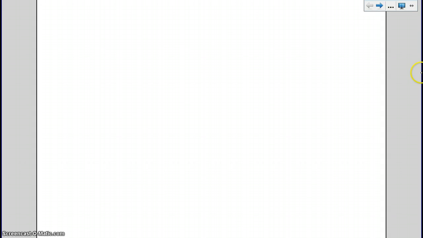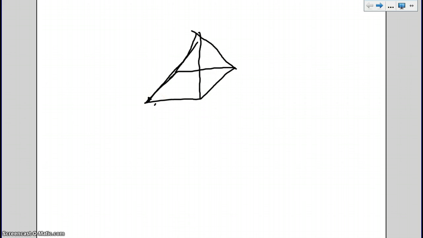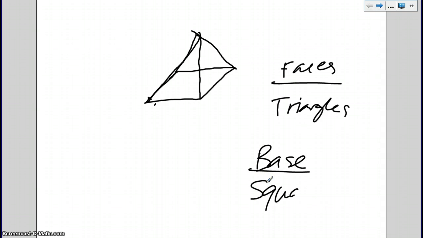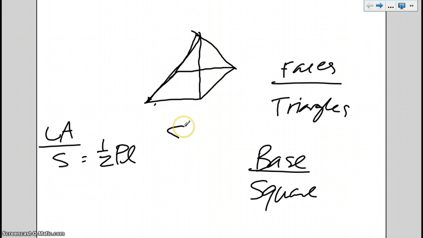So I'll explain a pyramid. A pyramid is I have one base and all those bases come to one point, which coincidentally that means all the faces are triangles, and all the bases, well, there's only one base, and that turns out to be a square in this case. So if I talk about the formula, the lateral area is S equals 1/2 PL. The surface area is S equals 1/2 PL plus 1 base.